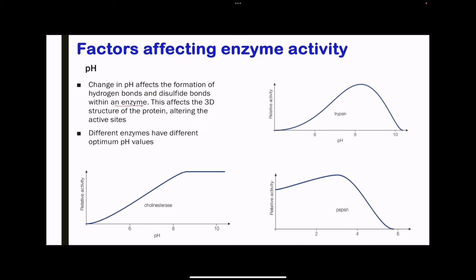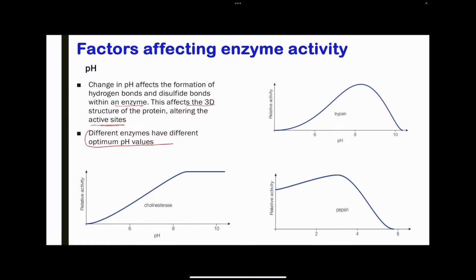And you remember hydrogen bonds and disulfide bonds hold most of the 3D structure of that protein, which is actually the enzyme. And if changes in pH affect the bonds, it means they're going to affect the 3D structure and they're going to alter the active site. And that means the enzyme is going to be denatured because an enzyme-substrate complex can no longer be formed.